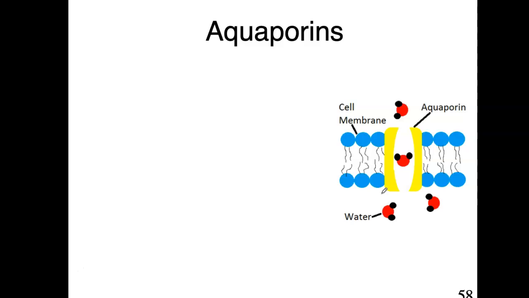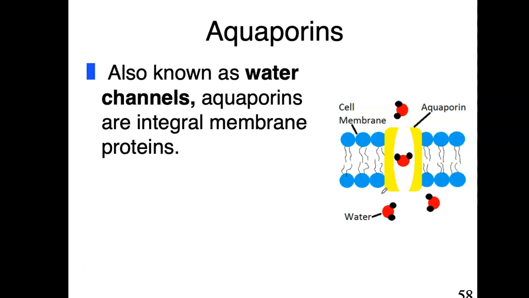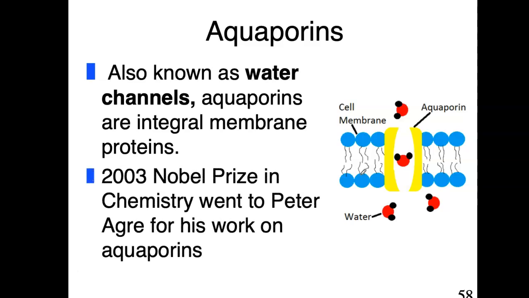Okay, so how is it that it reabsorbs that water? We need to talk about aquaporins. So look at that cell membrane again. And we have water channels, aquaporins, that are integral membrane proteins. And the individual, Peter Agre, got the Nobel Prize in Chemistry for his work on aquaporins.